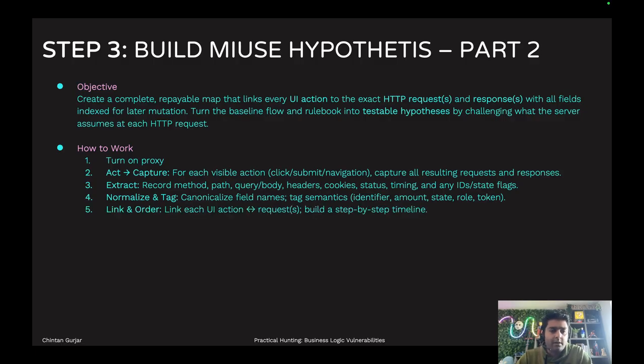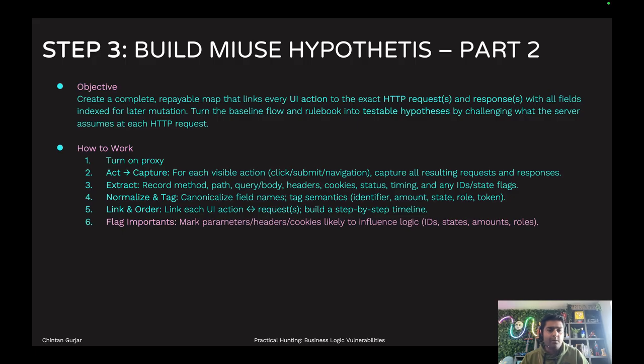Step 5 is link order. Link each UI action to the request and build a step-by-step timeline. So you are doing the same first four things, but step 5 is more about completing the workflow for the entire application. If one feature has six different requests, then you would have to log six different requests and then try to build your hypothesis.